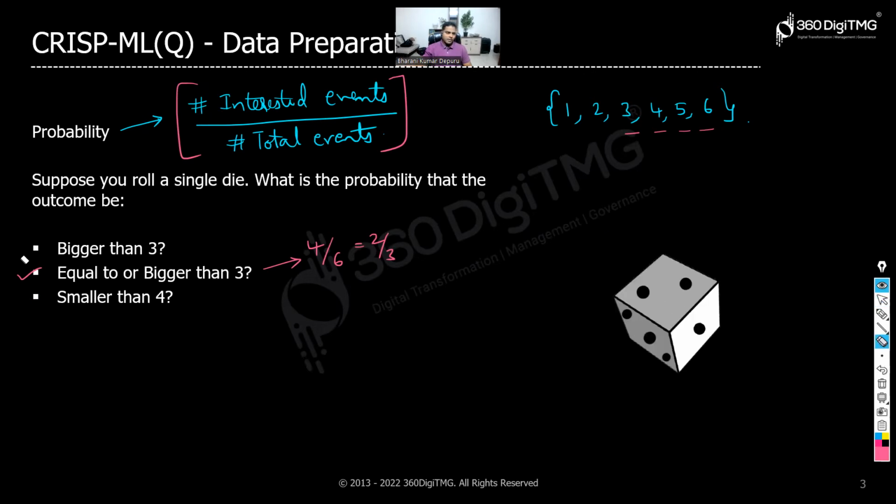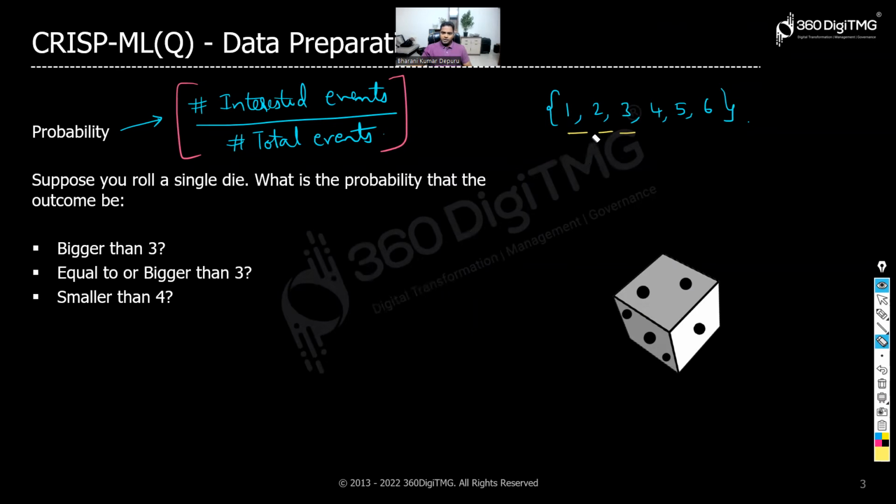Then, what is the probability that if you roll a die, you get a value which is smaller than 4? Smaller than 4 would be these values: 1, 2, and 3 are numbers which are smaller than 4. So you have 3 events. Number of interested events would be 3, divided by total number of events, which happen to be 6, which is 1 by 2.